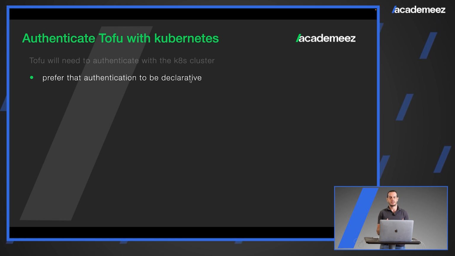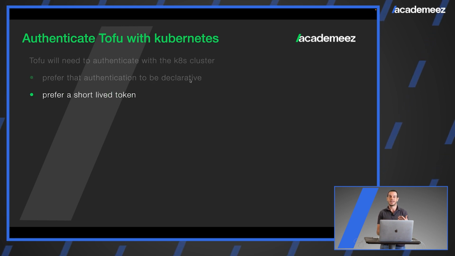There are different ways where you can authenticate Tofu with your cluster. For example, you might say, Tofu, just use my kubectl to authenticate. But this is a problem. What if you have multiple clusters that you're managing? It's going to be hard if it's just using the kubectl instead of being declarative. So prefer the authentication to be declarative. And by declarative, I mean: how do I authenticate, and to which cluster? Those two pieces of data should be declarative.